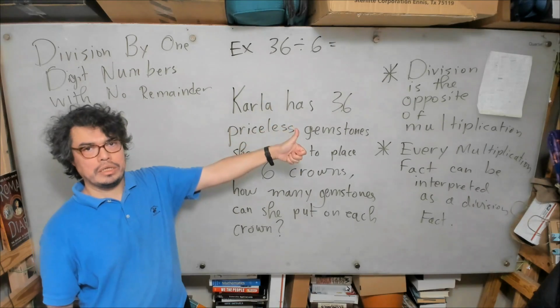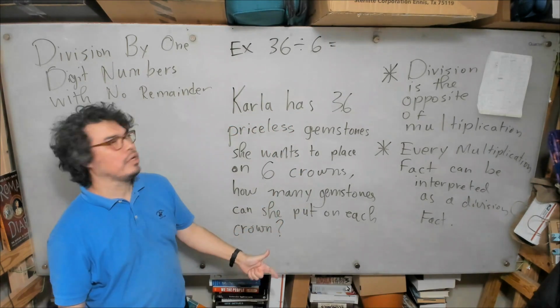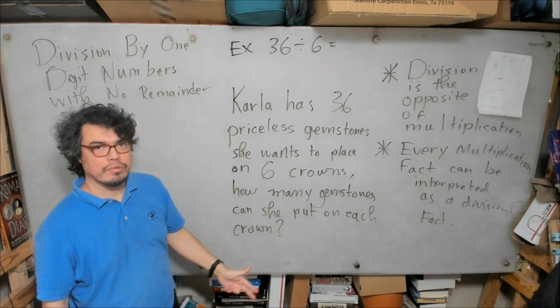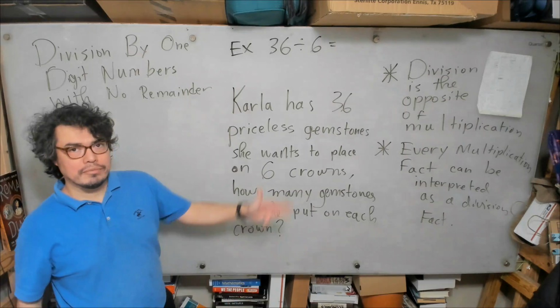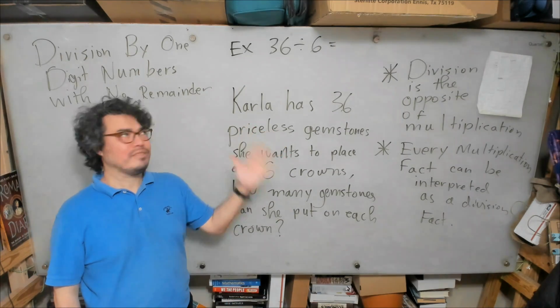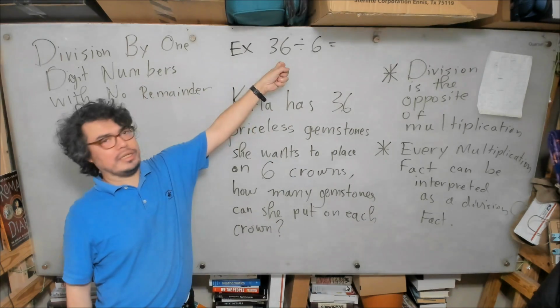6 times 1 is 6. 6 times 2 is 12. 6 times 3 is 18. Remember, we're looking for 36. 6 times 4 is 24. 6 times 5 is 30. 6 times 6 is 36.